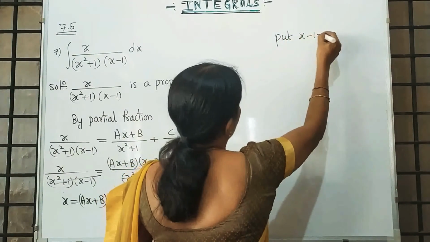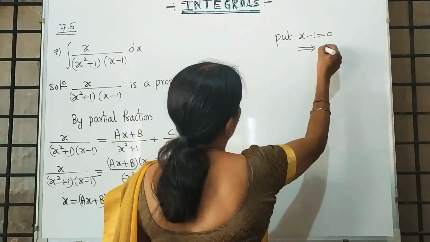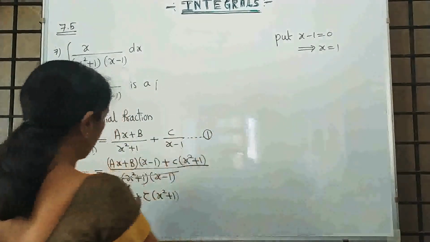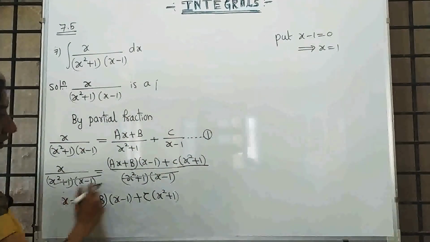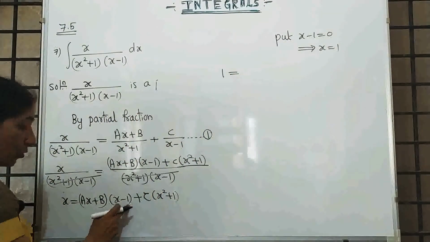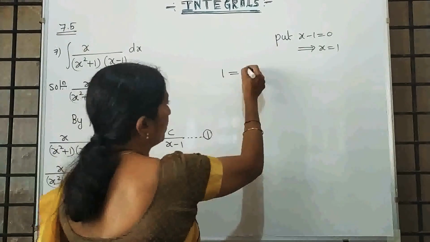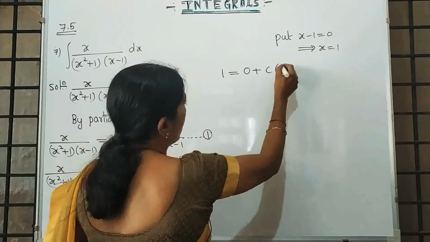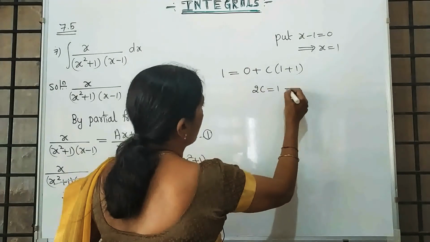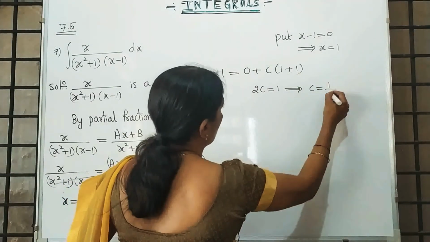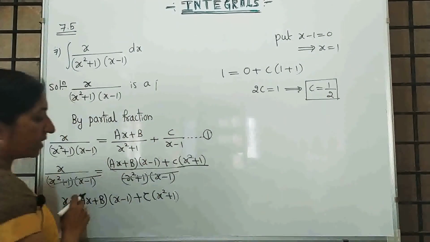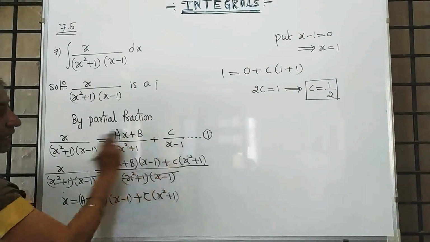Put x minus 1 equal to 0, which implies x is equal to 1, on both the left side as well as the right side. It is 1 is equal to, 1 minus 1 is 0, 0 into anything is 0, plus c, 1 square is 1. So 2c is equal to 1, which implies c is equal to 1 by 2. Next, we cannot select any other term because we have only one linear equation.